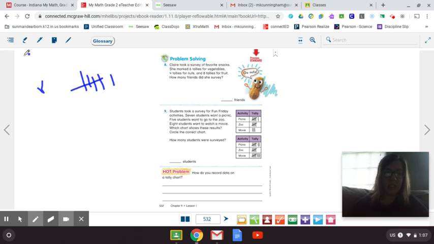4 tallies for nuts. So I'm going to write an N over here and do 1, 2, 3, 4, and 8 tallies for fruit. 1, 2, 3, 4, 5, 6, 7, 8.